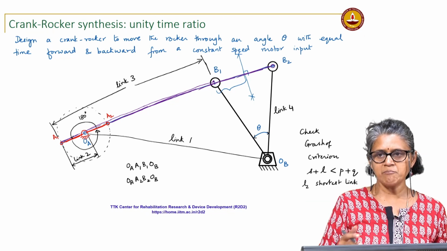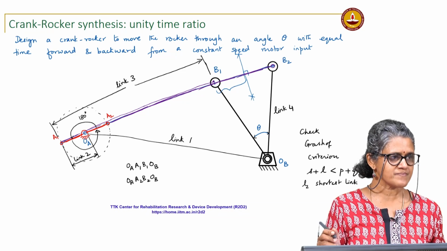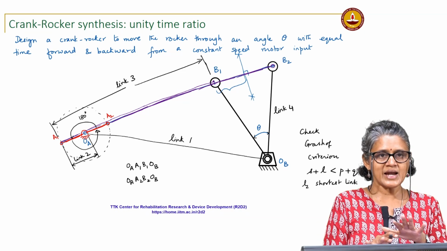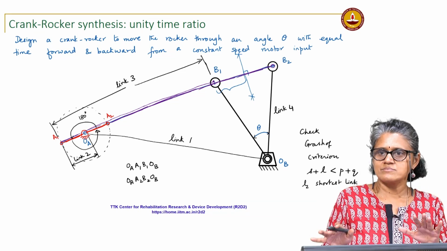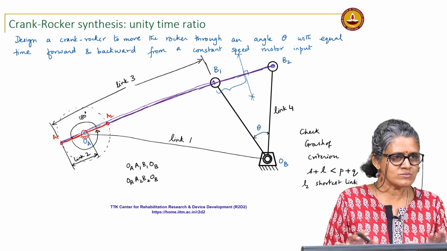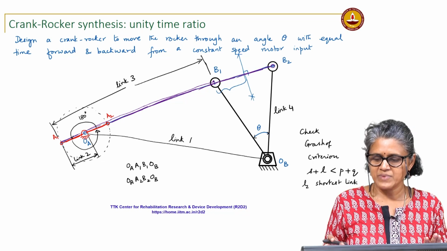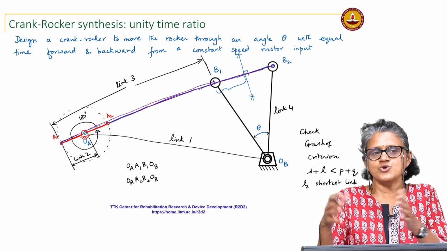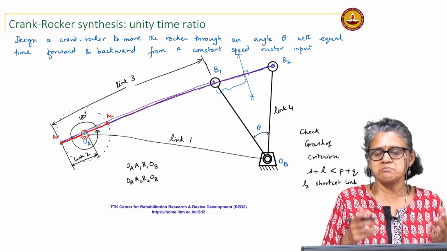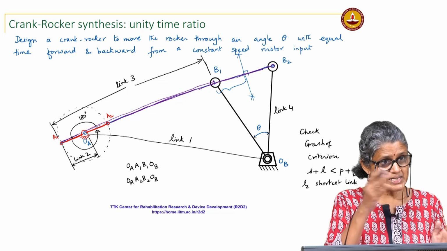So, I can take some length for O4. That was a free choice. So, you can see that I made a lot of decisions here. I had the freedom to choose several things in this design. I chose where to locate OB, then I chose my rocker length. It may be given to you, or you may have to choose it. The angle theta was given to me.